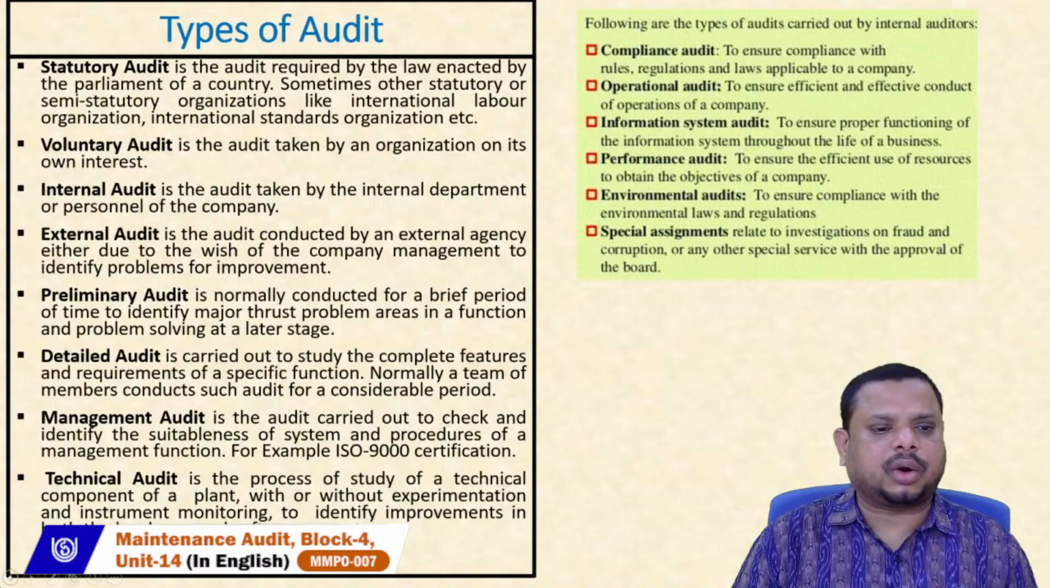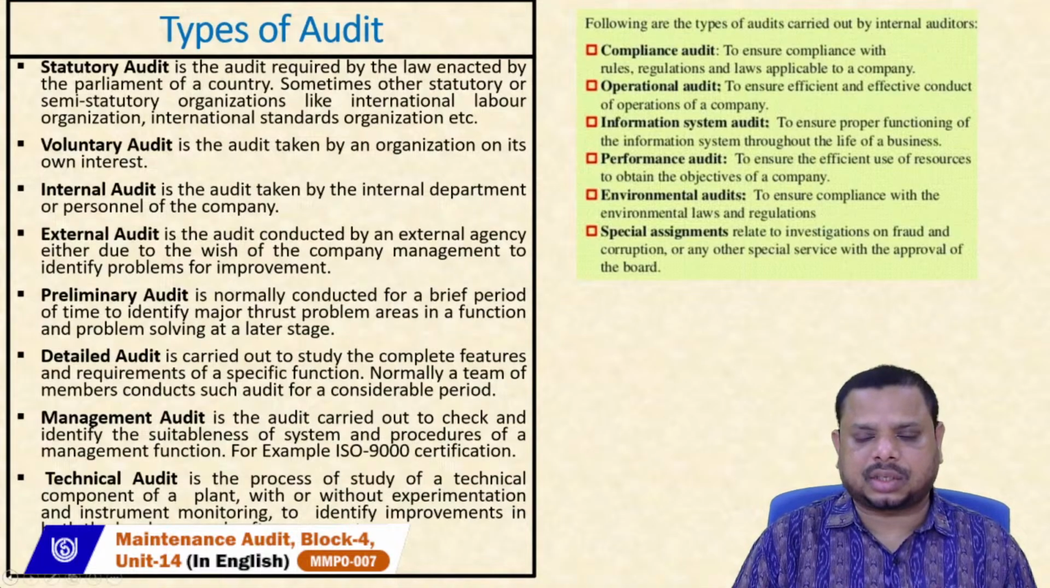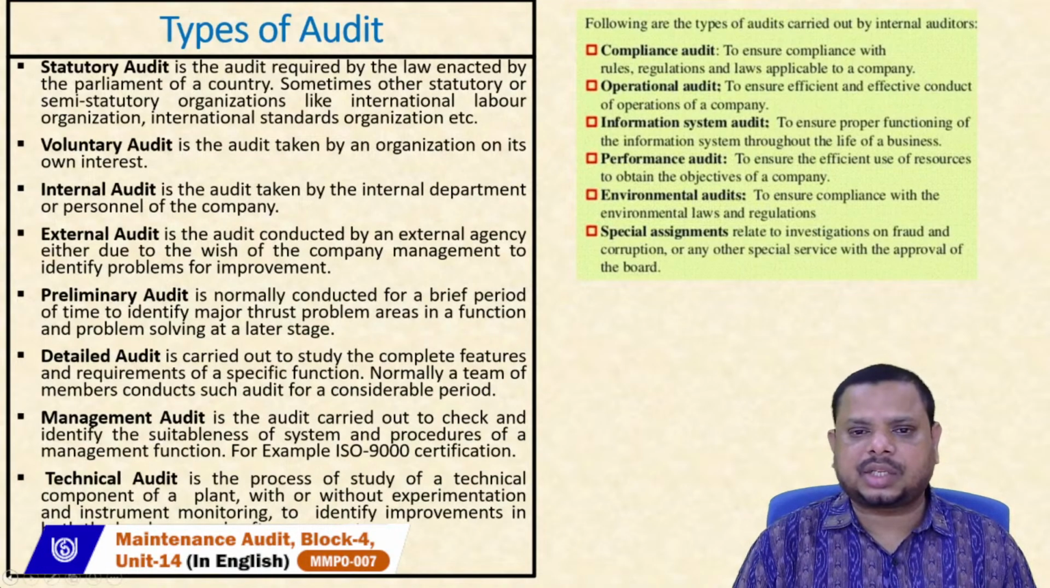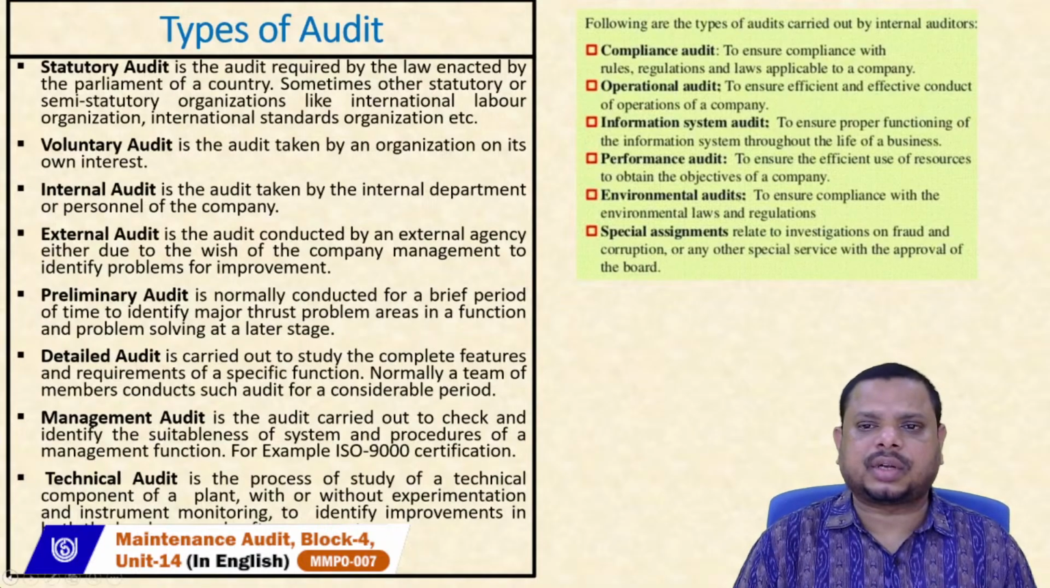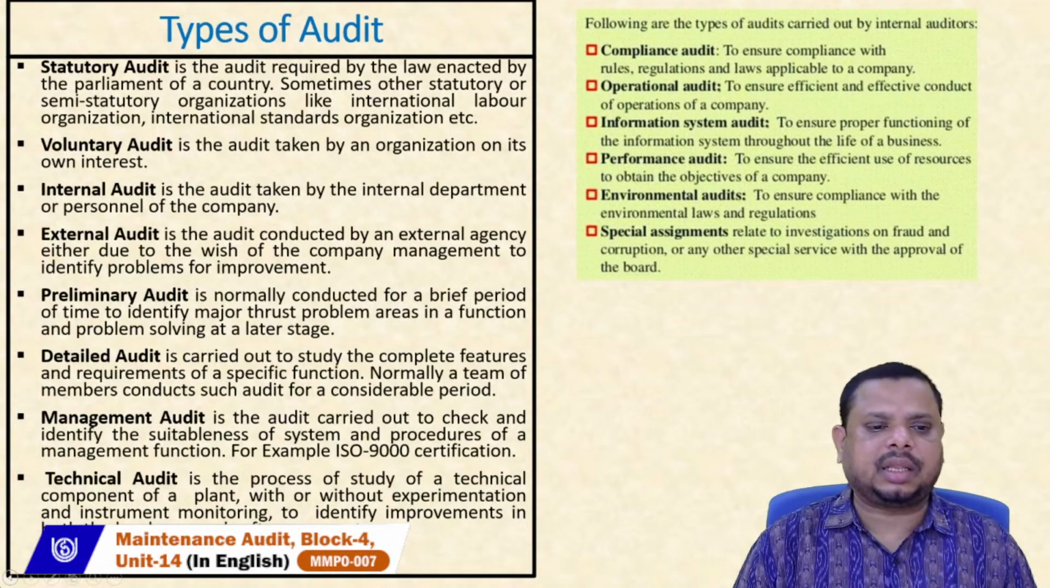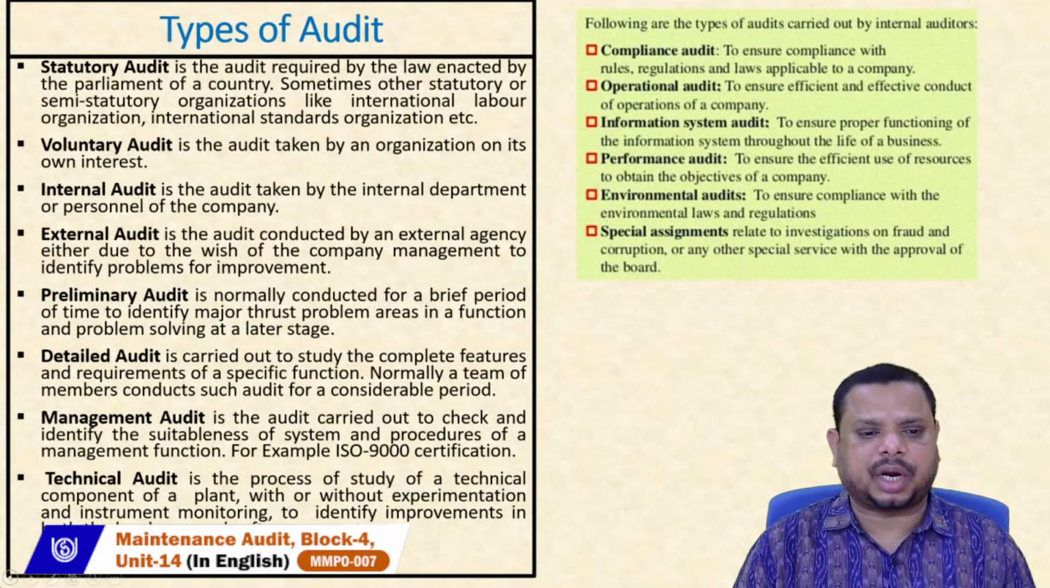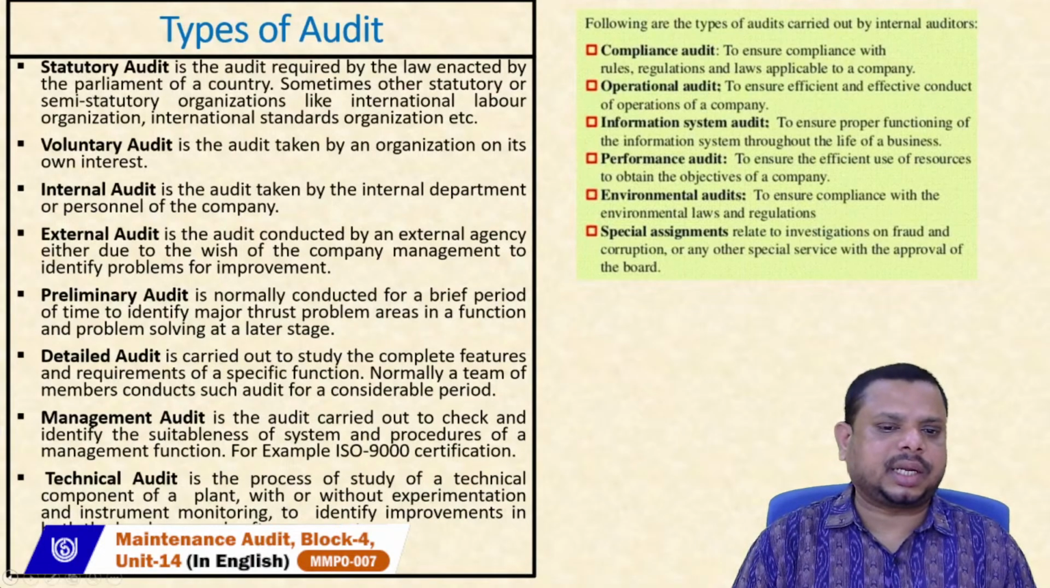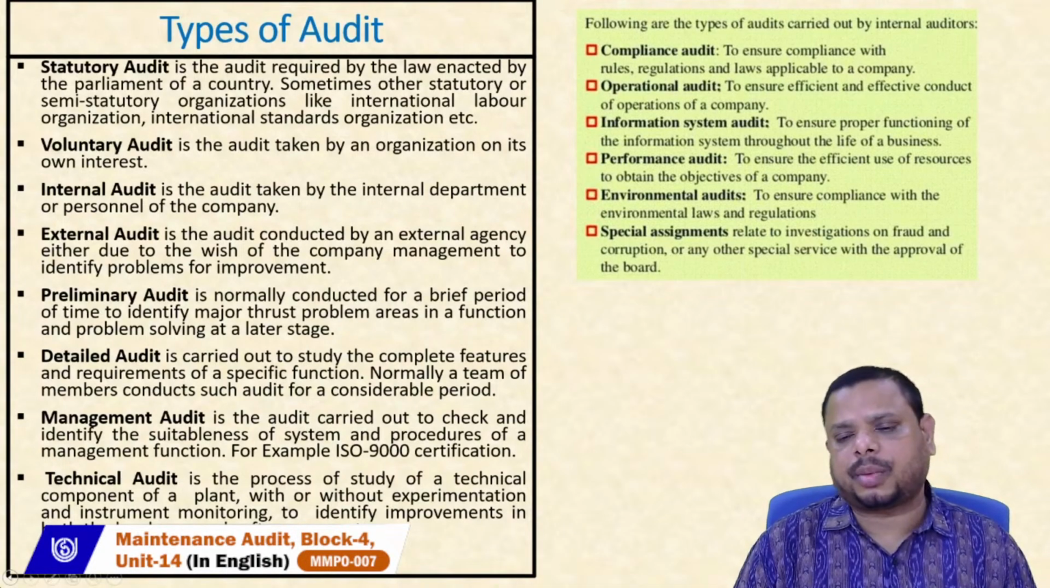The next one is detailed audit. It is carried out to study the complete features and requirements of a specific function. For example, the maintenance department is a specific function. They provide maintenance work to different departments so that many machines and equipment produce higher production efficiency. In the specific function of the maintenance department, a team of members conducts the audit for a considerable period. It may be conducted for 7 days, maybe 10 days, or 1 month, depending upon the top-level management decisions.